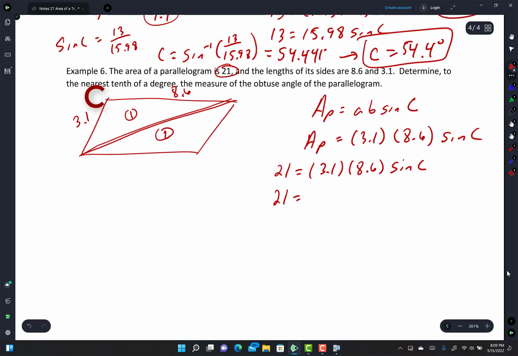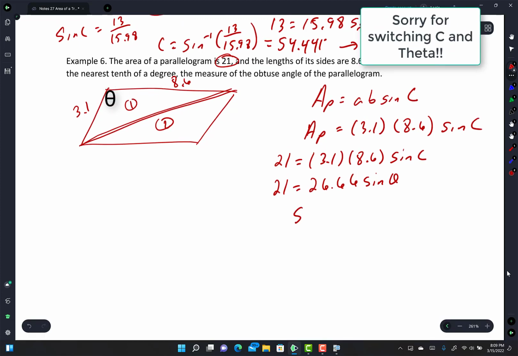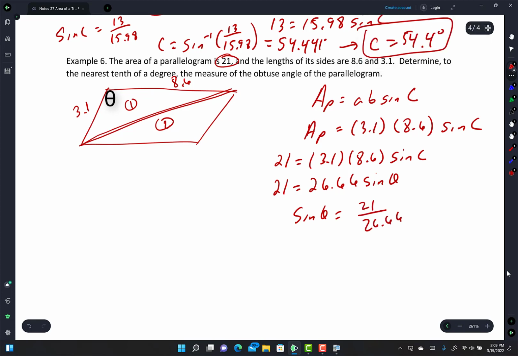21 equals 26.66. Well, I guess there's a decimal there, so I guess sine theta, and divide by that number, so we can say sine theta is equal to 21 divided by 26.66. And then to get theta by itself, it's going to be inverse sine of 21 divided by 26.66. But something interesting is going to happen.